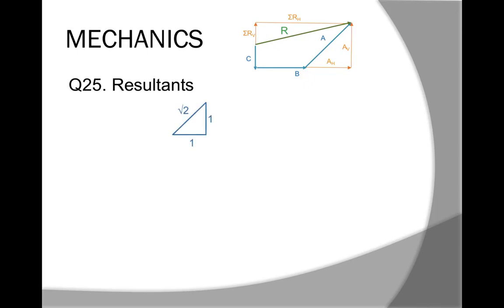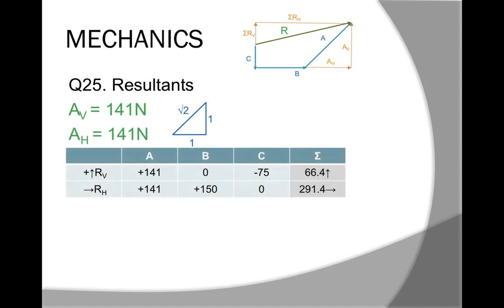Now in this case, the length is root 2, right? Root 2 is 1.41. So I knew that the answer for those horizontal components was going to be 1.41. What I've done is add up all of the vertical components to get the total of all my vertical components, this value here. And then I did the total of all my horizontal components to get this value here.